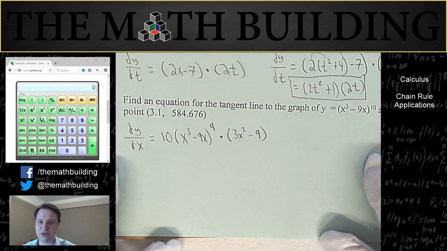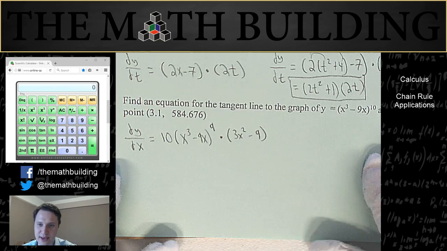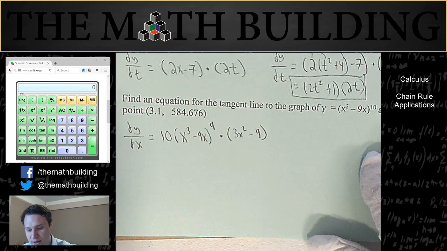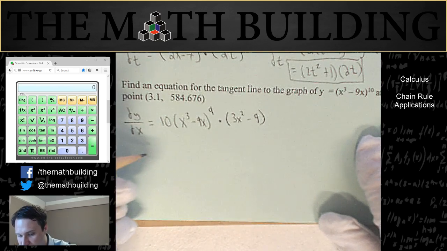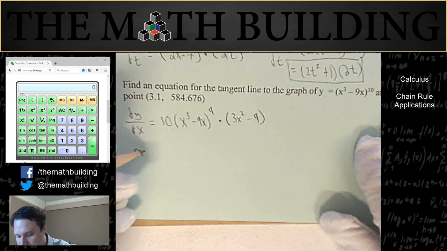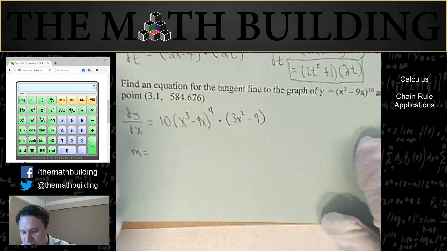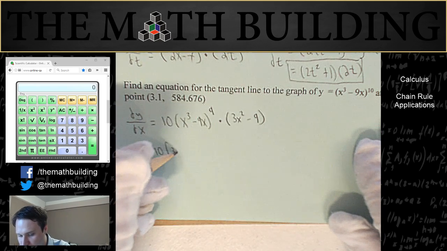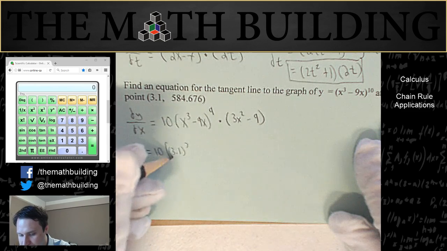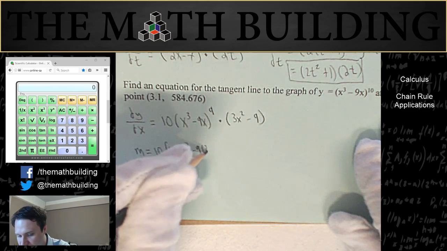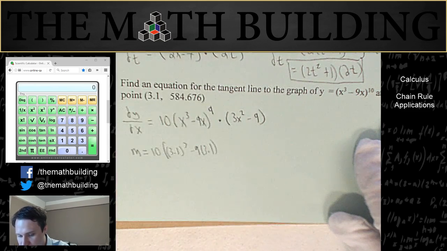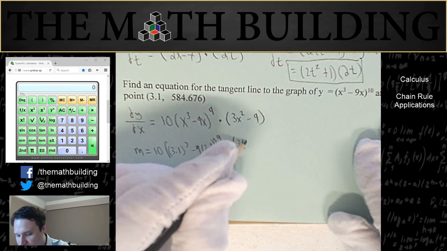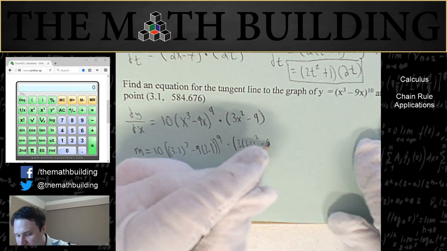Using the chain rule, we took the derivative of the outside and then multiplied it by the derivative of the inside. And now we're just going to plug in 3.1 and see what we get. So what is the slope? I'm going to call it m. So this is the slope at the point 3.1. So that's going to be 10 times (3.1^3 - 9 times 3.1), all of that to the 9, times (3 times 3.1^2 - 9).